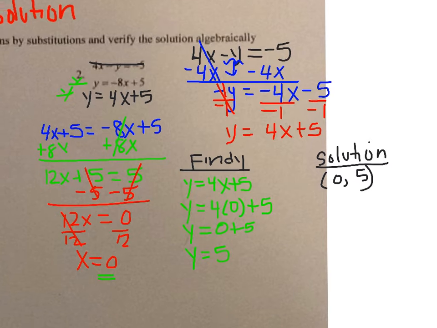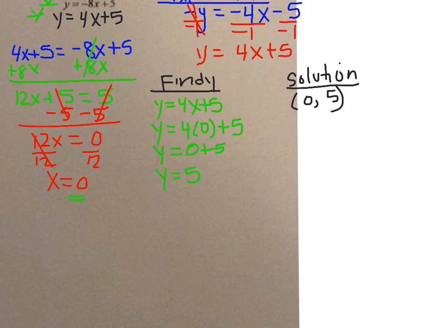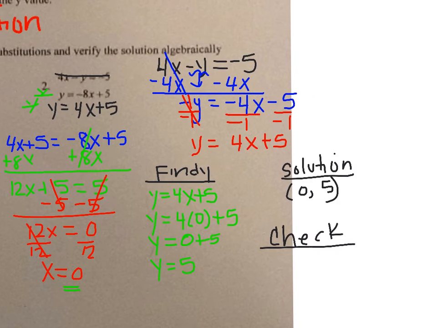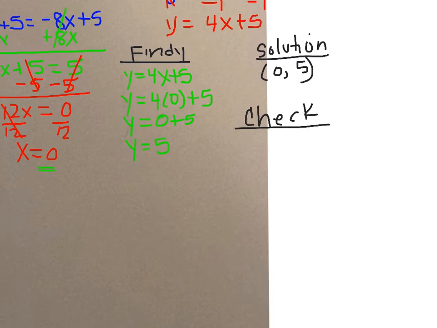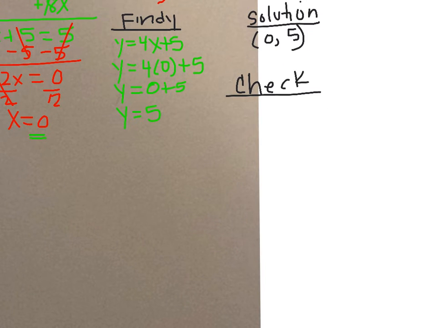All right, now we're going to do a check. Verify the solutions. Remember, a check is verifying the solutions. All right, write down both equations. Now, when you do a check, you always use the original. So you do have to use this equation up here, which is 4x minus y equals negative 5. So let's write that down first. 4x minus y equals negative 5.